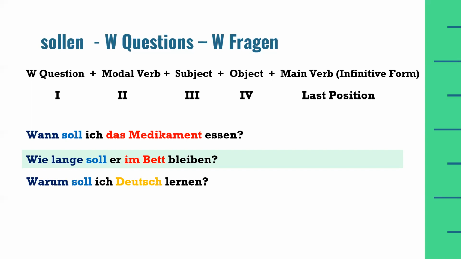Next example: Warum soll ich Deutsch lernen? Why should I learn German? Again, the W question word is coming at the first position. At the second position, we are using the modal verb sollen, and we are conjugating it according to the subject ich. So it becomes soll, then comes Deutsch, and then the last position is for the main verb in the infinitive form, which is lernen. So this is how we have to use the modal verb sollen in different types of sentences.